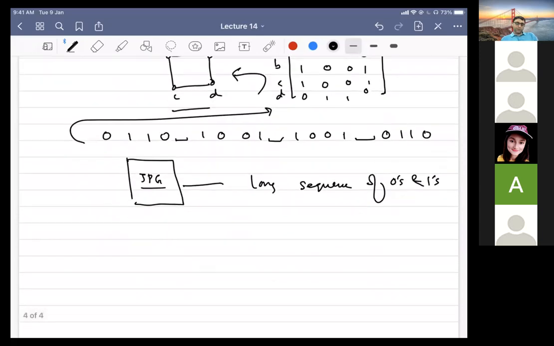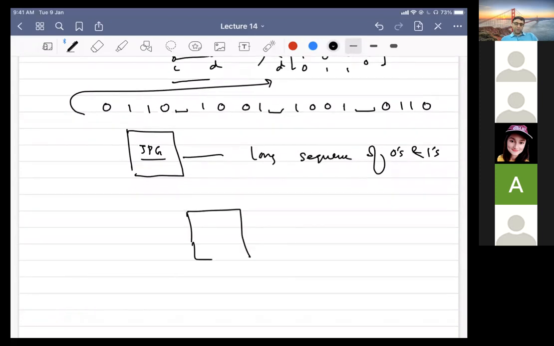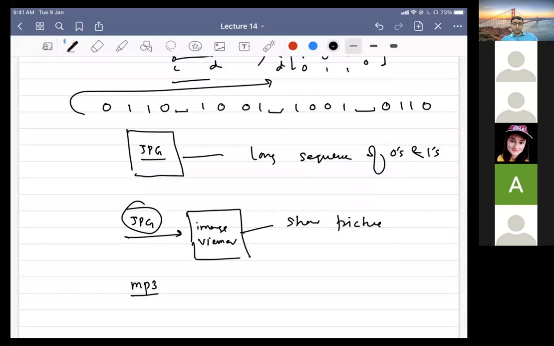Now suppose there's this program which we call Image Viewer, and I send a JPEG file. It will show me the photo, right? Show picture. Now this JPEG file is nothing but a long sequence of zeros and ones. Now, suppose I have some music file, some audio file, which is stored in an MP3 format. This MP3 format is also a long sequence of zeros and ones, because these zeros and ones produce sound. But if I send this MP3 file, which is in zeros and ones, to this image viewer, will it show me anything? For this image viewer program, this means nothing.